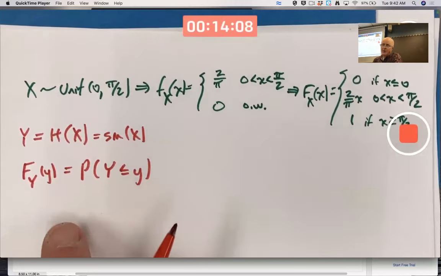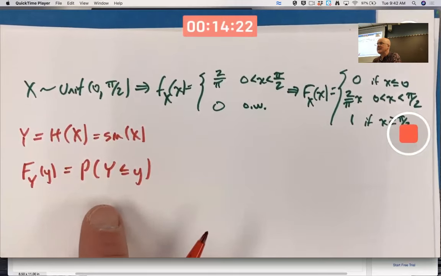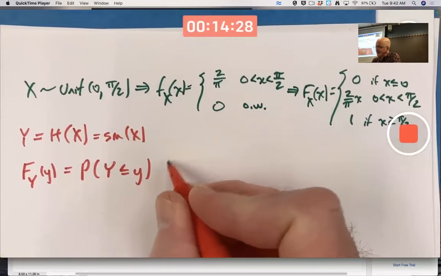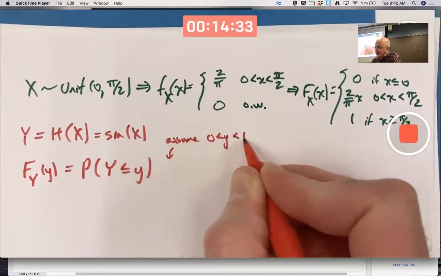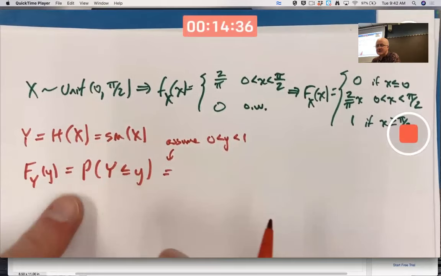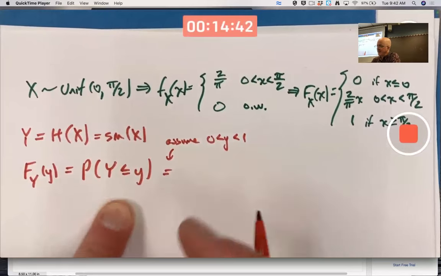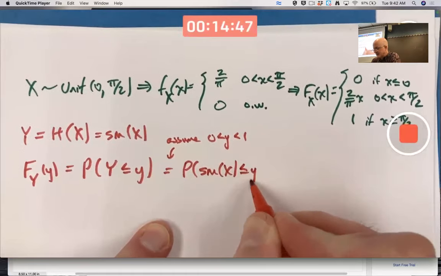And yeah, this will be 0 when y is negative, and will be 1 when y is bigger than what? Pi over 2? Go ahead and say it. 1 when y is bigger than 1. So this is only something interesting when y is between 0 and 1. Assume y is between 0 and 1 to make it interesting. I mean, yes, this equation still works right here when y is less than 0 and when y is bigger than 1. And I guess this equation still works there.